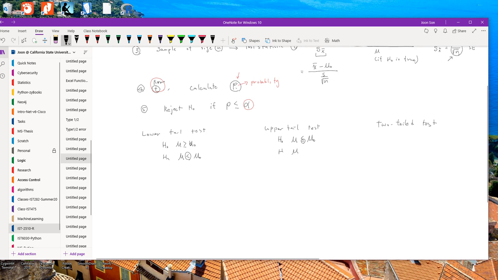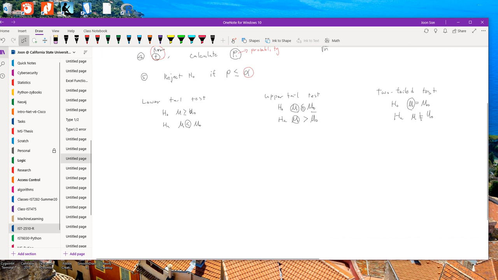The alternative hypothesis is that the population mean is greater than a certain value. The two-tailed test is mu equal to mu naught, the population parameter, and the alternative hypothesis is that the population parameter is not equal to mu naught. That's the two-tailed case. Now let's go through the diagram, the normal sampling distribution of a sample mean. First, the lower tail test.